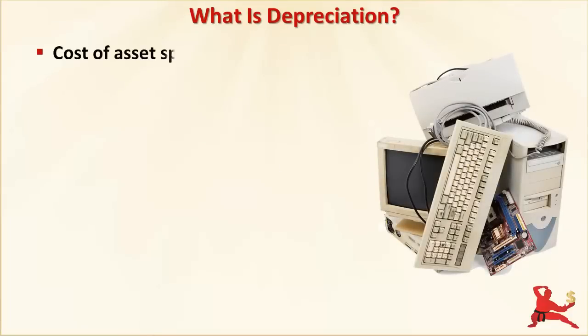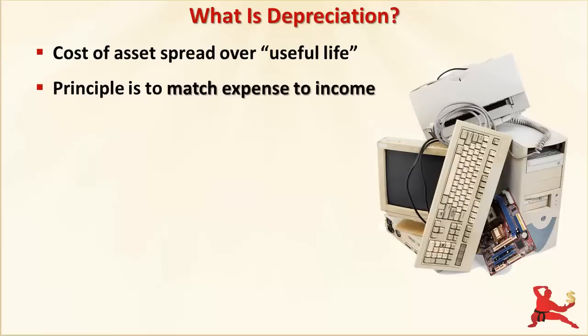All fixed assets have finite useful lives. Land is the exception. Depreciation is an accounting concept which spreads the cost of a fixed asset over the term of that asset's useful life. The length of the useful life depends on the asset. For a computer, it might be 3 years, a bottling line, 8 years, a building, maybe 20 years. The reason for spreading the fixed asset's cost is to match expense with income.